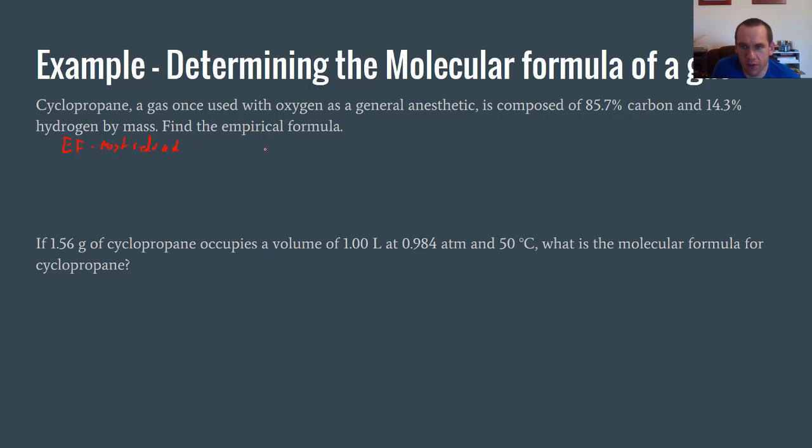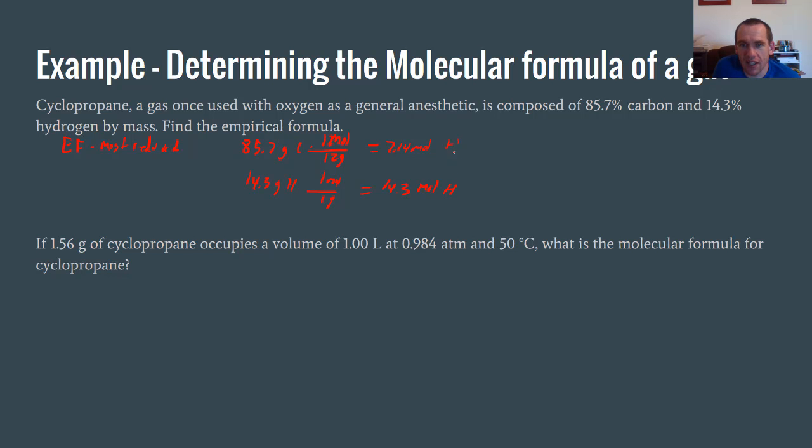We just say, let's assume we have 100 grams, so 85.7% carbon becomes 85.7 grams carbon, and carbon has a molar mass of 12 grams per mole, or 1 mole per 12 grams. We might make that multiplication. 85.7 divided by 12 is 7.14 moles. Then we have 14.3 grams of hydrogen, molar mass of hydrogen, of course, 1, so 1 mole per 1 gram, and this gets us 14.3 moles hydrogen.